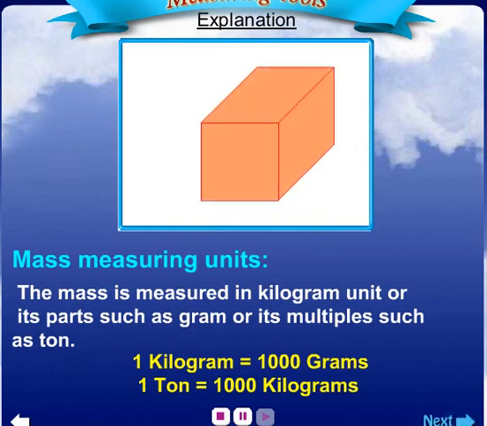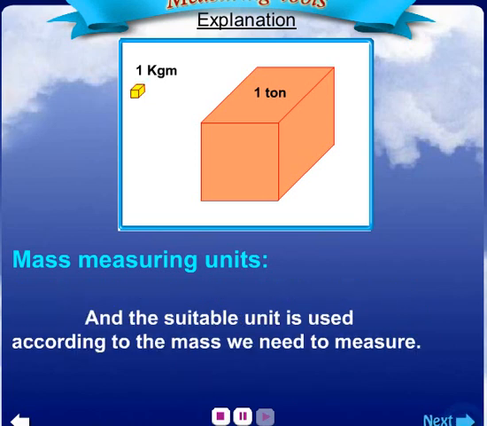The mass is measured in kilogram units, or its parts, such as gram, or its multiples, such as ton. 1 kilogram equals 1000 grams. 1 ton equals 1000 kilograms. And the suitable unit is used according to the mass we need to measure.